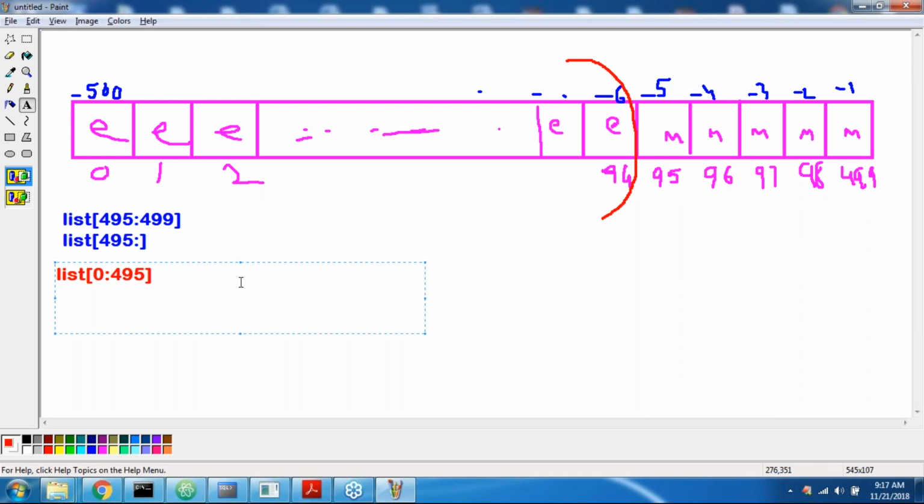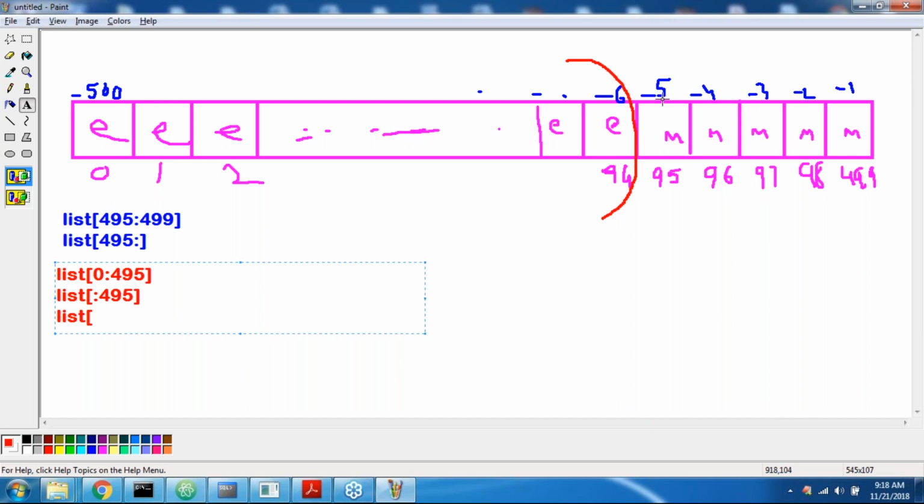Yes, Manoj, are you able to understand up to this? Okay, well, similarly, list of simple 495 also you can ask. Yes, it is acceptable. Next, list of this 495 index.